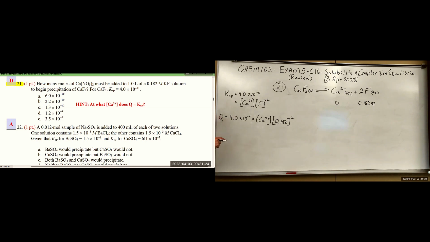Remember, if Q is greater than KSP, then you get a precipitation. So where Q and KSP are equal, you're right on the edge, and all you need is just a little bit more calcium. So at what concentration of calcium would we start to exceed the Q for the KSP? So now we just solve for that value.